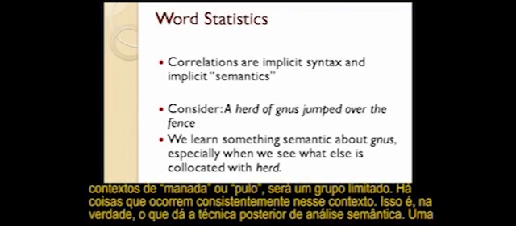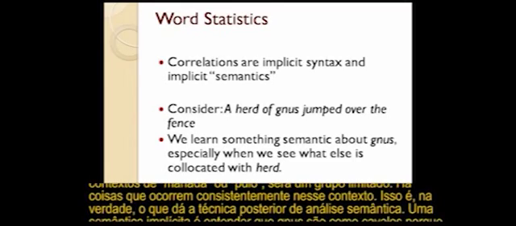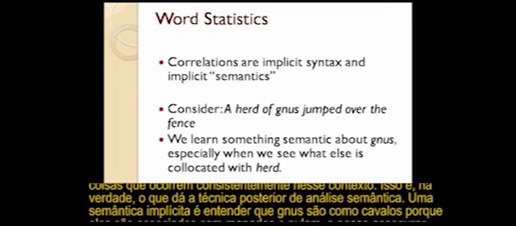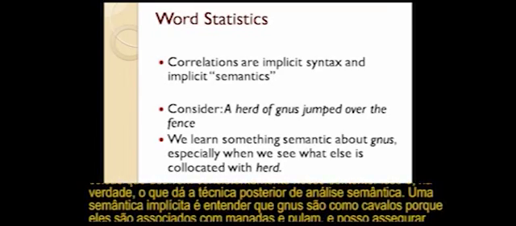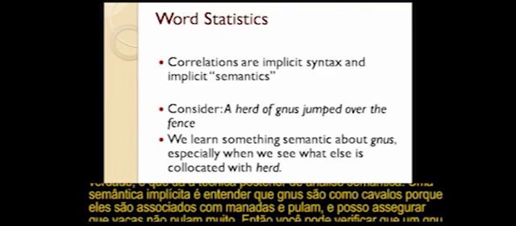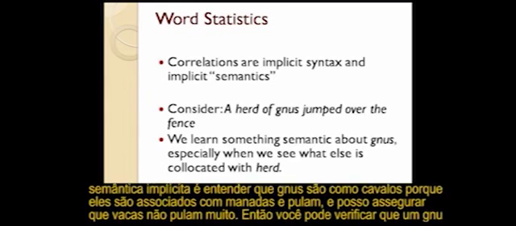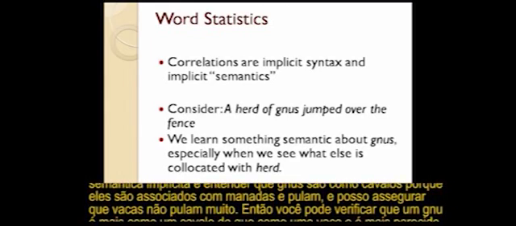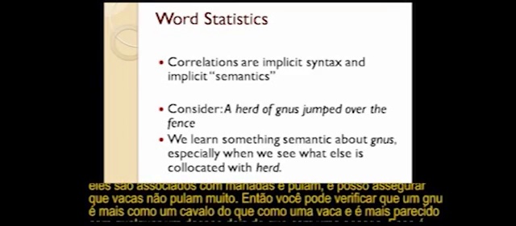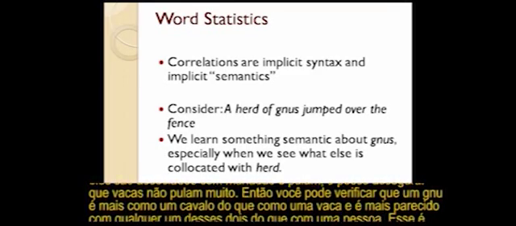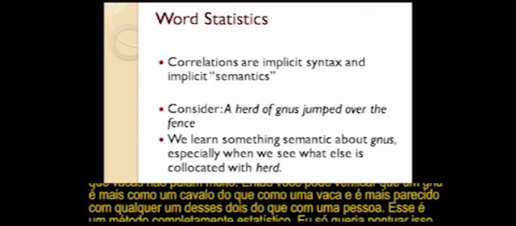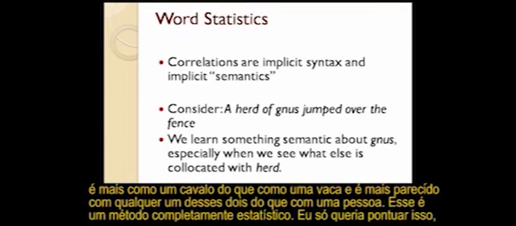And so this is actually what gives you the technique of latent semantic analysis. So it's implicit semantics, figuring out that gnus are something like cows because cows are associated with herds, and figuring out that gnus are something like horses because they're associated with herds and they jump. I assure you, cows don't jump very much. So you can figure out that a gnu is more like a horse than it is like a cow, and it's also more like either one of those than it is like a person.